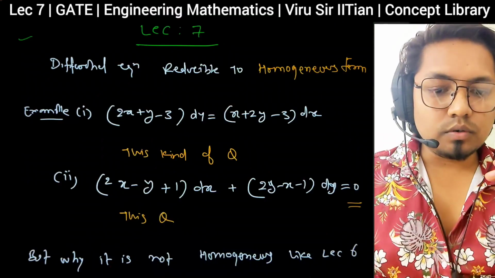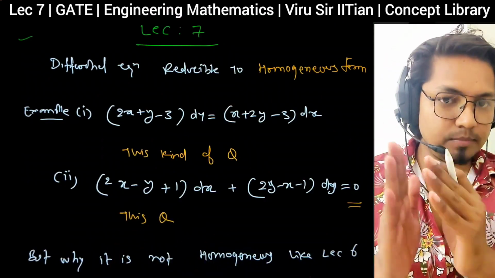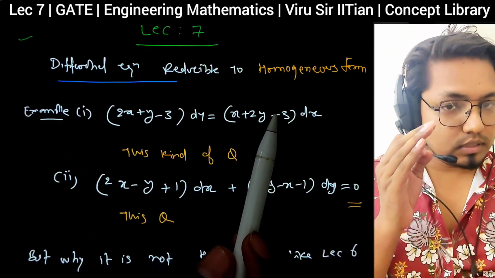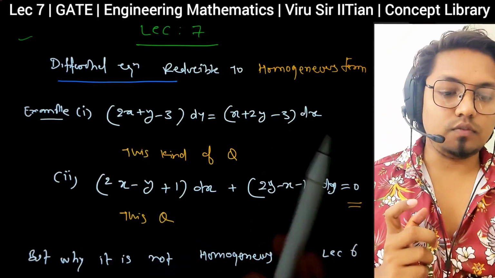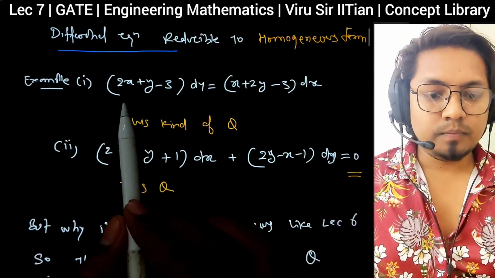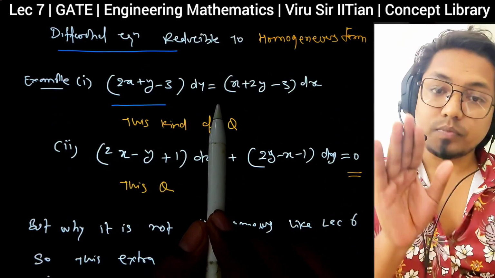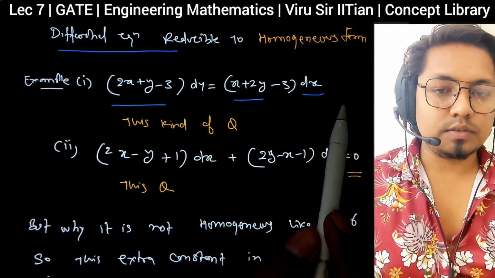Okay, so let's start lecture 7. This lecture 7 is on the same topic, differential equations, but this time we are going to see the kind of differential equation which is reducible to homogeneous form. So let's see this example: (2x + 3y + ... ) 2x plus 3y, 2x plus y minus 3 dy is equal to x plus 2y minus 3 dx.